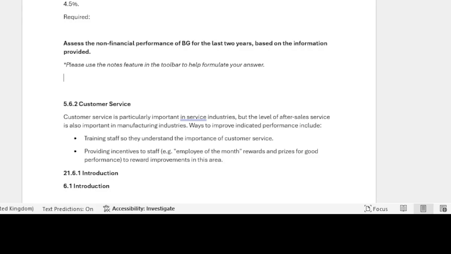So for you to have improved services, it's best for you to put in place after-sales service, especially if you're doing manufacturing, to ensure that what you've given out to the customers has been able to serve the purpose that it should have served.